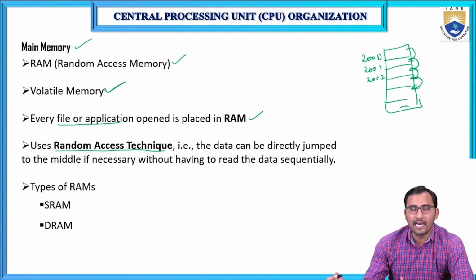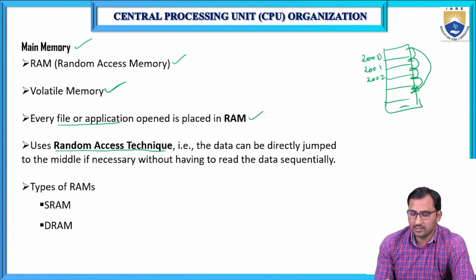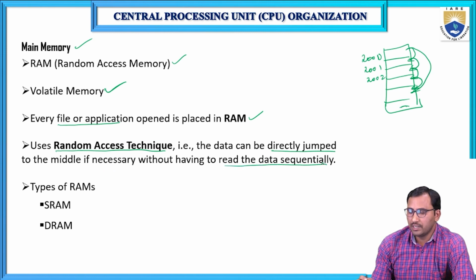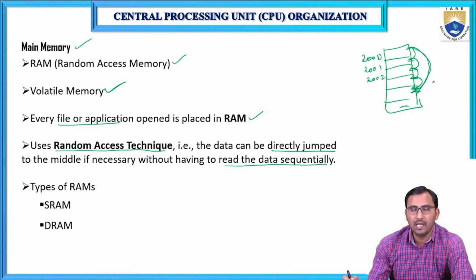But here we are using random access. With random access, there is no need to go through all these sequential addresses. Directly we can jump to the required address or location. That is the benefit of using random access memory. With this technique, the data can be directly jumped to in the middle if necessary, without having to read the data sequentially. Instead of going through all the sequential locations, we can go directly to the required memory location.